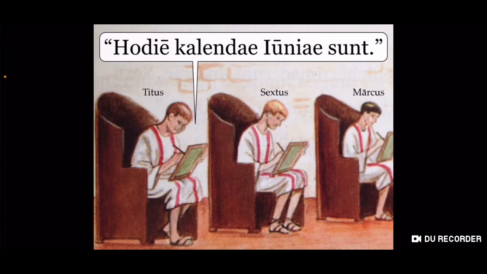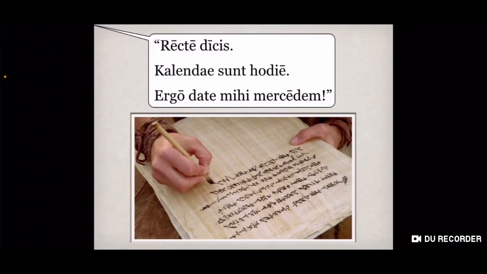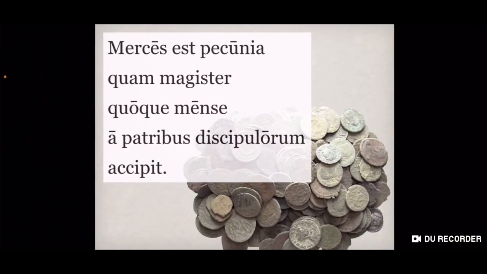Titus responded, Hodie calendae Juniae sunt. Today is the June calends. Recte dicis, you speak correctly. Calendae sunt hodie. Today is the calends. Ergo date mihi mercedem. Therefore, give me my wage, my pay.